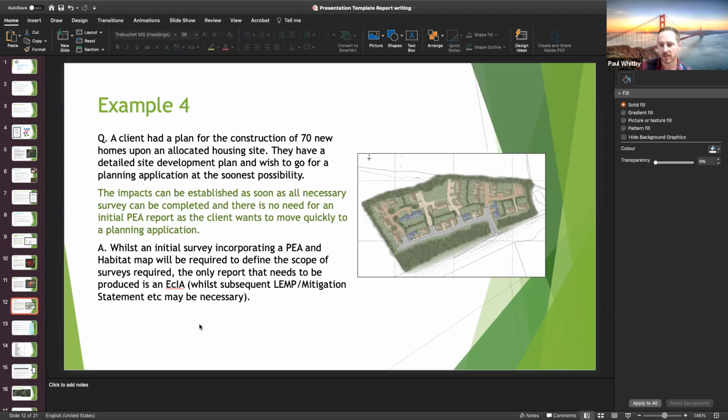Let's assume that this client is in possession of land that is being allocated within a local plan. So they've got a plan for construction of 70 new homes on an allocated site. They've got a detailed site development plan that we can look at. It might be that, obviously, it's subject to minor changes according to what we found.